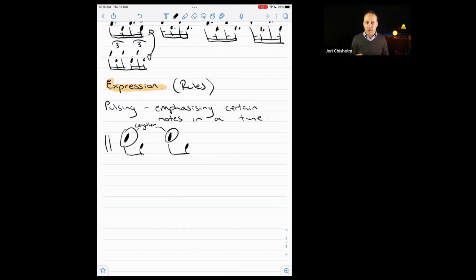One of the overriding principles for all of these styles of tune, except for maybe the jig, is that we really want to bring out the beat. We want to emphasize the beat. And on the bagpipes, the way you emphasize that beat is by lengthening the front of the beat. And we call it pulsing.